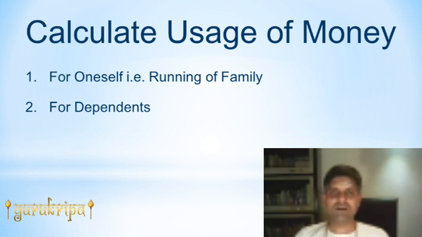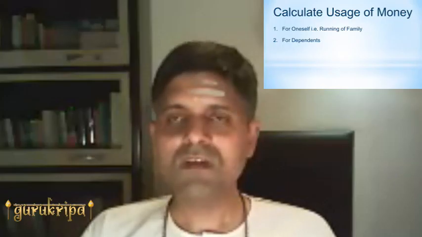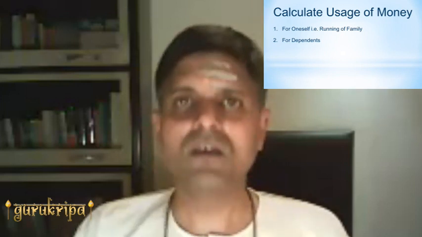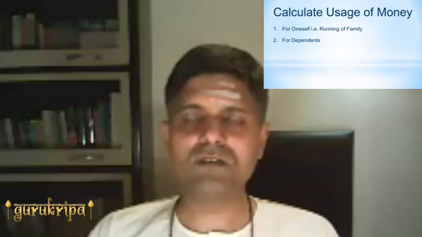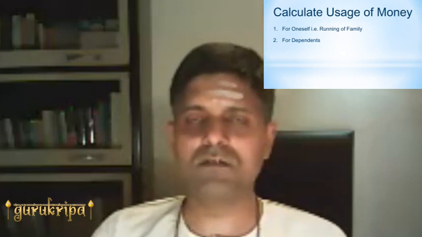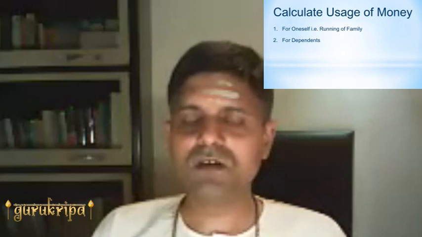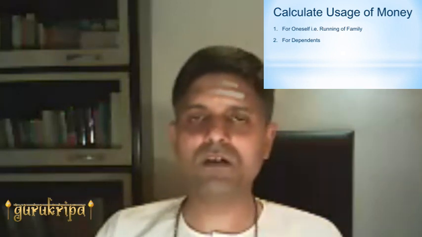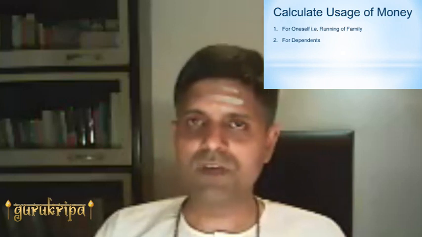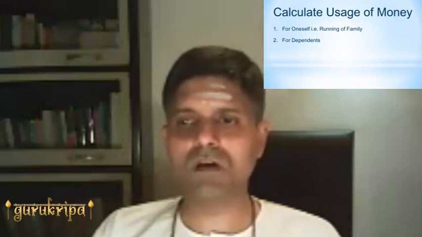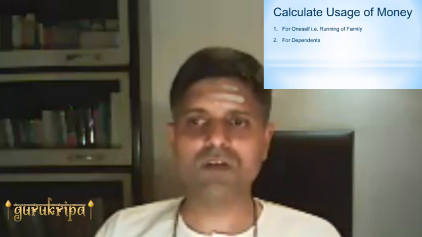At the second level, you have to calculate the usage of money that you would spend on your dependents. The dependents may be a close relative who is dependent on you. It may be the workers, the employees, the servants, the drivers, all those people who are dependent on your family. Yes, we do pay salary to those people who are working for us.